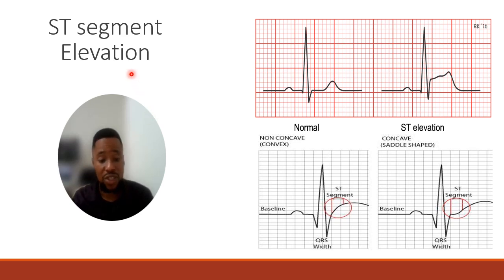ST segment elevation, on the other hand, you can see that this is the ST segment here. This is a TP segment, this is a PR segment, but here you see the ST segment is elevated. So this is what we call ST elevation. Now it has two types. You can see this convex and concave. So this convex is the one that indicates myocardial infarction. This concave could be early repolarization pattern.